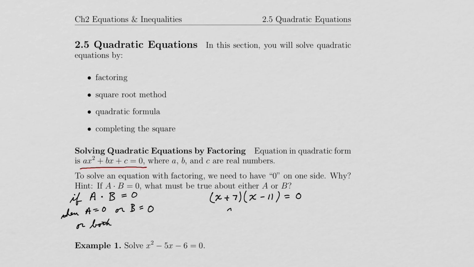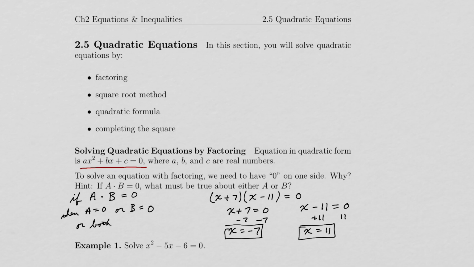So again, one possibility is x plus 7 is equal to 0. If I subtract 7 from both sides, that gives me the solution x equals negative 7. The other possibility is x minus 11 equals 0. If I add 11 to both sides, I get the solution x equals 11. So that gives me the two solutions. In order to solve it, you have to set the quadratic equation equal to 0.